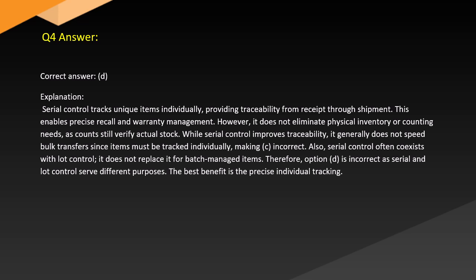Answer. Correct answer: D. Explanation. Serial control tracks unique items individually, providing traceability from receipt through shipment. This enables precise recall and warranty management. However, it does not eliminate physical inventory or counting needs, as counts still verify actual stock. While serial control improves traceability, it generally does not speed bulk transfers since items must be tracked individually, making that option incorrect.